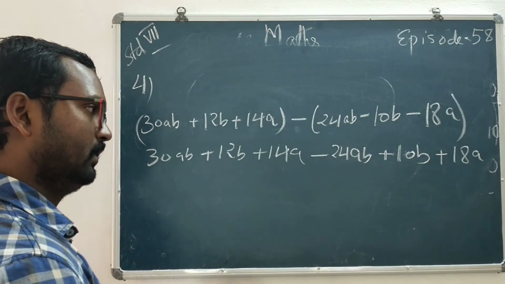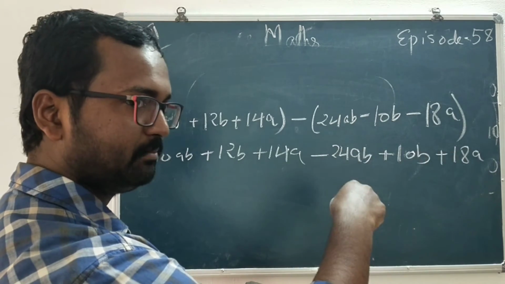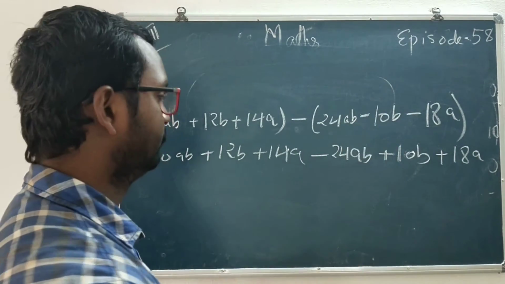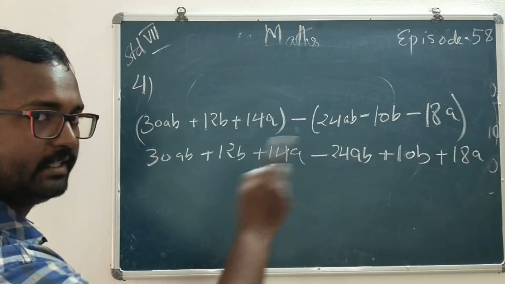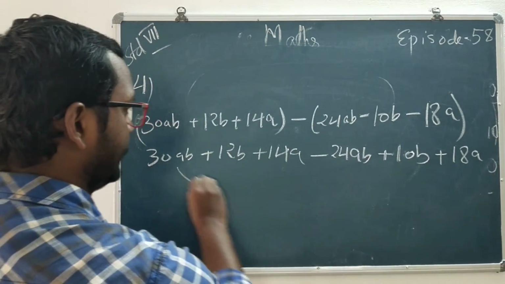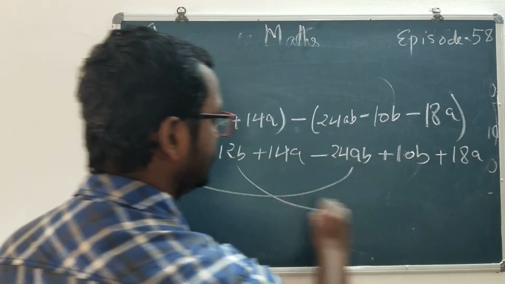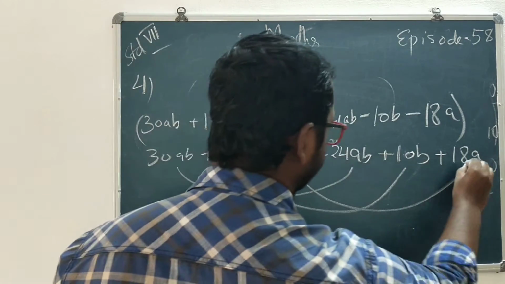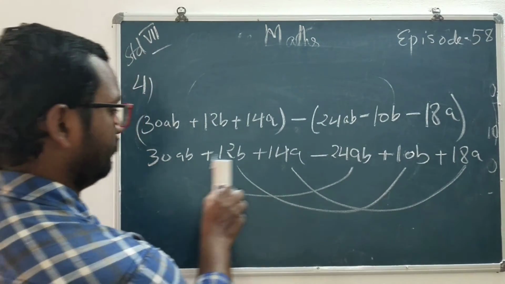Now, the first step is to keep them in brackets. The second step is to open the bracket. But when you open the bracket, change the sign. Remember that. Now, see here. Identify the like terms. 30AB minus 24AB, this is one like term. 12B, 10B, this is one like term. 14A, 18A, this is one like term. So we will bring the like terms together.